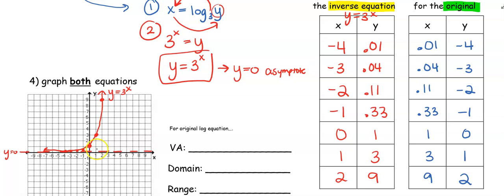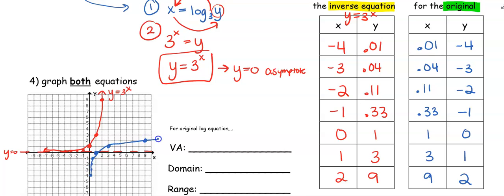We go ahead and plot this. So 0.01, negative 4, really close. 0.04, negative 3. 0.11, negative 2. 0.33, negative 1, and then finally 1, 0; 3, 1; and 9, 2.